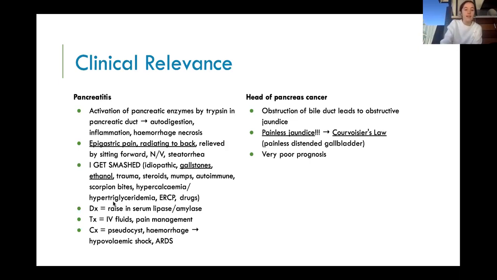And then you diagnose it, you get these raised serum lipase and amylase because they're the digestive enzymes, and you treat it with fluids and pain management, basically, and you hope it goes away. And then head of pancreas cancer is your buzzword of painless jaundice with the positive Courvoisier sign, which I can never say. And you get jaundice from the mass blocking your bile ducts, so it leaks out.